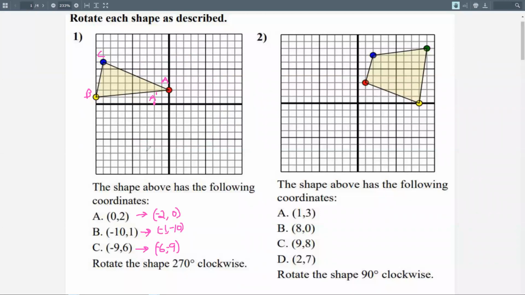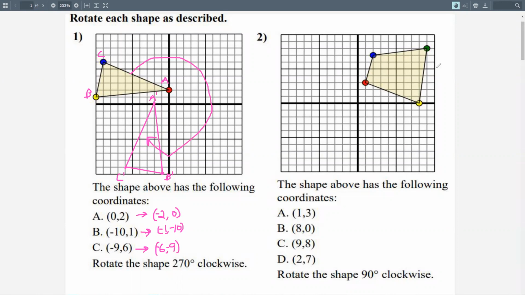Okay, and then we could draw those in. So negative 1, negative 10. There's B prime. And then negative 6, negative 9. There is C prime. And if we connect those, there's our 270 degree rotation, right? 270 degree rotation clockwise.